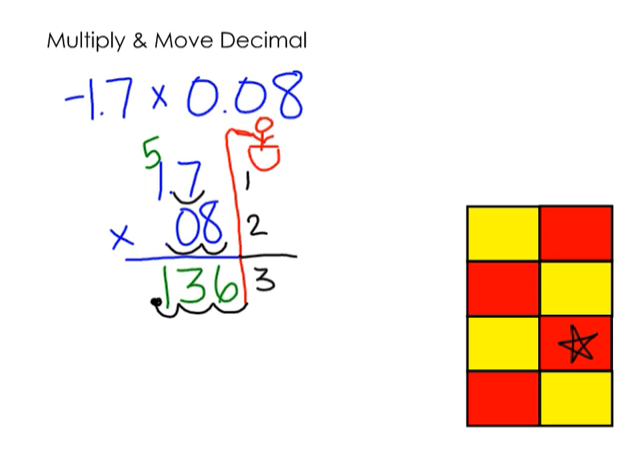Okay, final step, we're going to rewrite our answer, and remember we had negative multiplied by a positive. So our final answer would be -136,000.